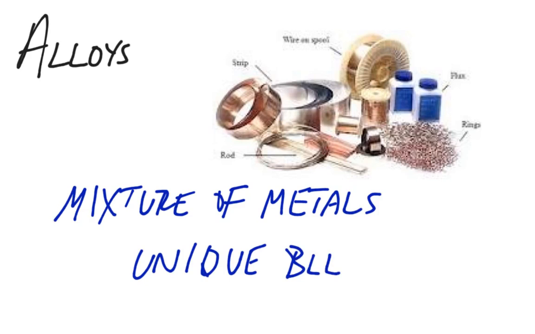Some commercial examples that you've heard of are steel, stainless steel, brass, cast iron, sterling silver, bronze, etc. That's all about metallic properties and bonds. Tomorrow in class we will be looking at comparing these to ionic and also to covalent.